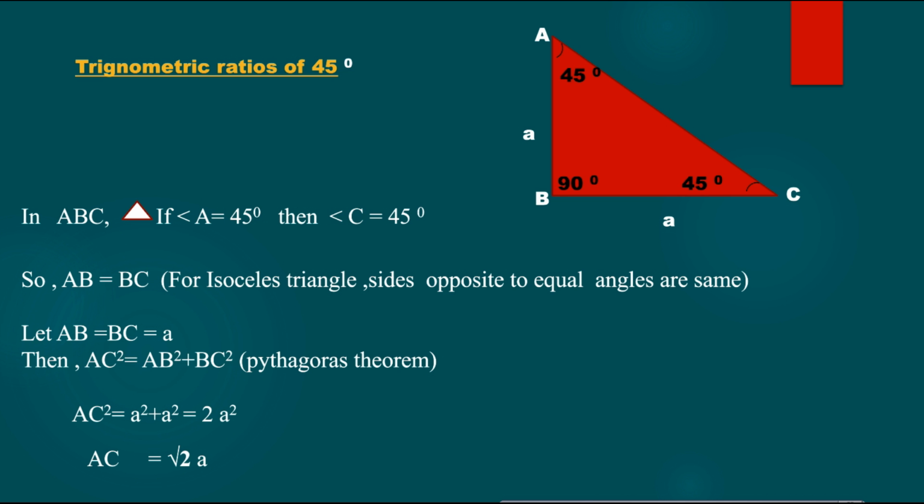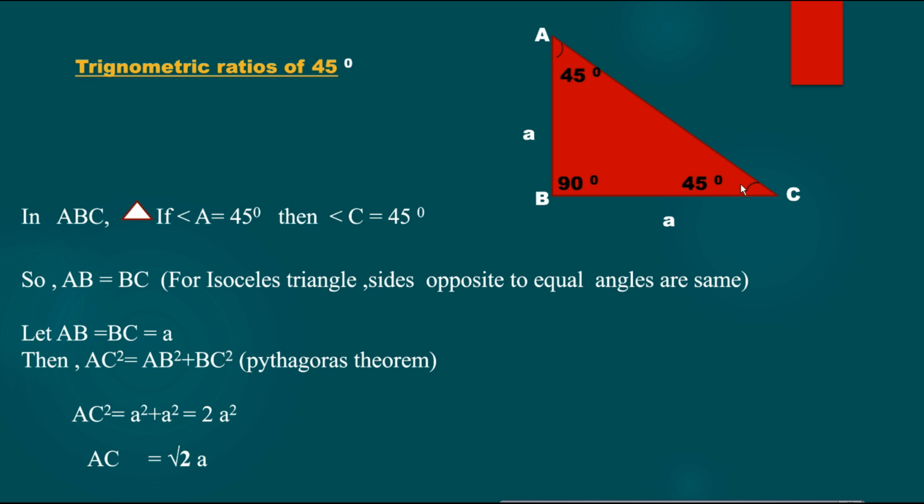To find out that value, consider a right angle triangle, right angle at B, that is B is 90 degree, and we should find out trigonometric ratios for 45 degree. So take one of the acute angles as 45 degree, then the other becomes 45 degree. How? Because by angle sum property of triangle, the sum of three angles is equal to 180 degree. B is already 90 degree, so the sum of A and C should be 90 degree. If A is 45, C is also 45 degree.